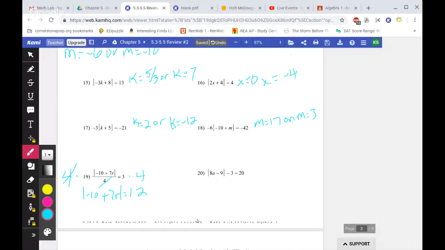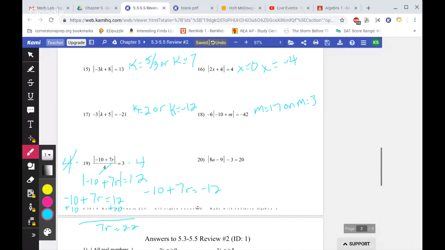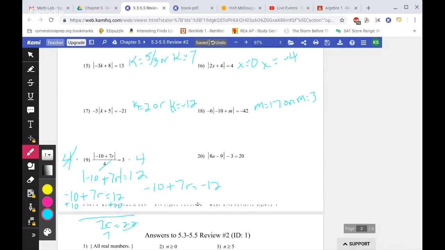Now, in order to take those absolute value bars out, we have to think of the two possibilities. It could be a +12 or it could be a -12. So now we're going to set up our two smaller algebra problems. We've got -10 plus 7r equals positive 12, or negative 10 plus 7r equals negative 12. So we're going to add 10 to both sides, and that gives us 7r equals 22. And then we're going to divide both sides by 7, and r equals 22 over 7.